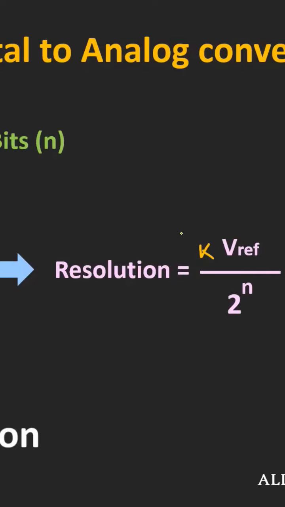So the resolution can be given as 5 volt divided by 2 to the power 3, that is equal to 0.625 volt.